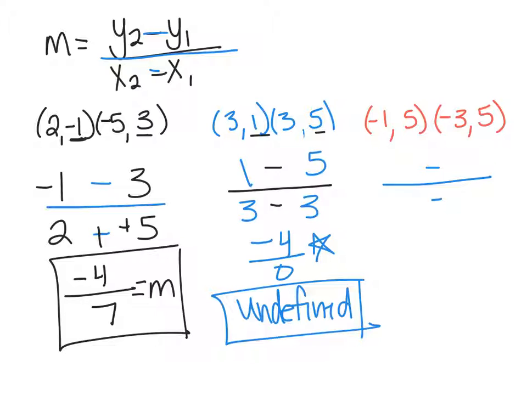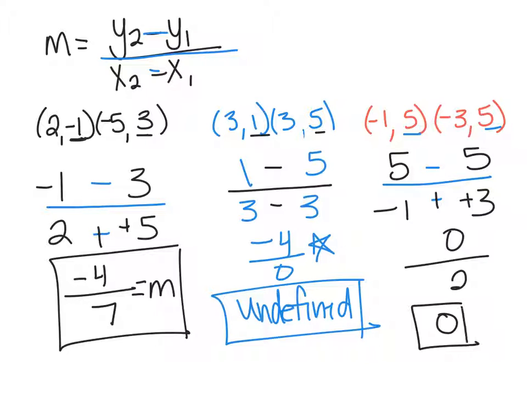Last one, start with my lines, underline my y values, 5 and 5 on the top, -1, -3 on the bottom. So I have 0 and 2, and 0 on top. The solution is 0. Again, if you get confused, please put it in your calculator.